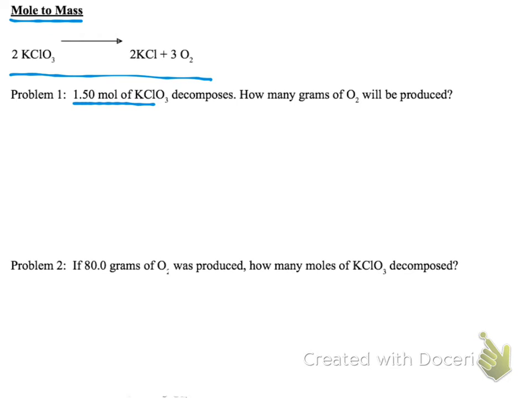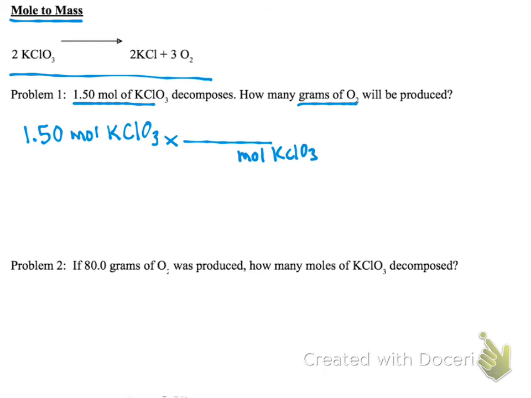So you start by writing what you're given. 1.50 mole KClO3. And we are trying to get grams of O2. So the first thing we need to do is convert this. Your units need to match diagonal, so mole KClO3 has to go on the bottom. And we are trying to get to grams of O2, but we have to go to moles of O2 first.